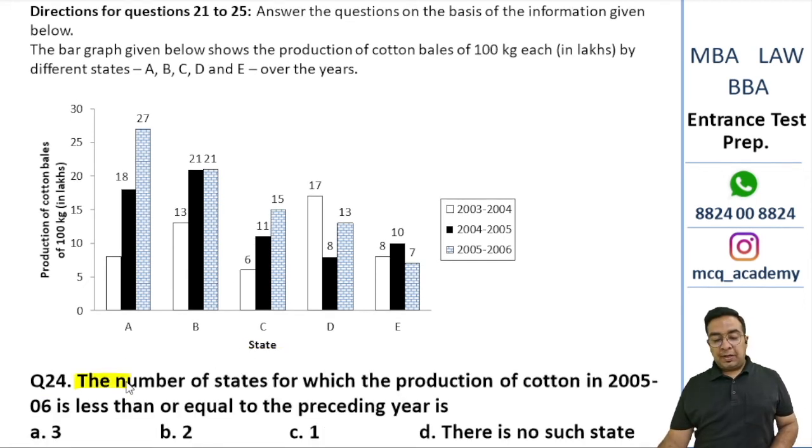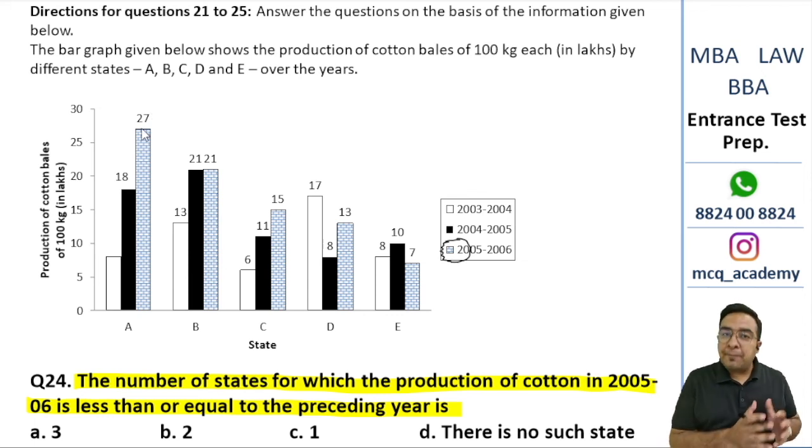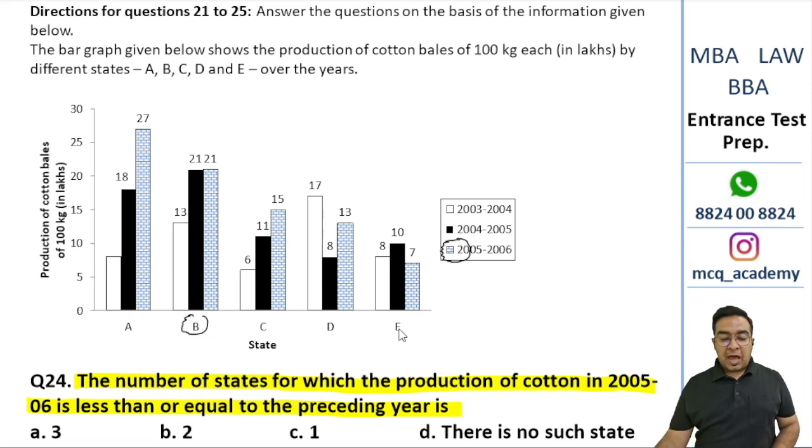Question number 24. The number of states for which the production of cotton in 2005-6 is less than or equal to the preceding year. 2005-6 is being represented by this particular value. तो देखिए यहाँ पे कितने साल में ये या तो पिछले साल के बराबर है या उससे कम है. So we can clearly see for state B and for state E, this value is either equal to or less than that of preceding year. Therefore, you would mark option number B because हमसे यहाँ पे पूछा गया number of states जहाँ पे ऐसा हुआ हो. So this is equal to 2. You would mark B as the answer to this question.